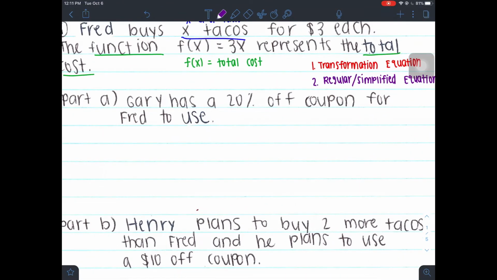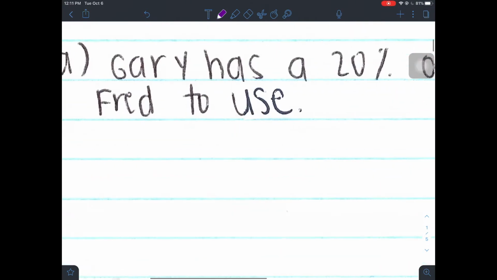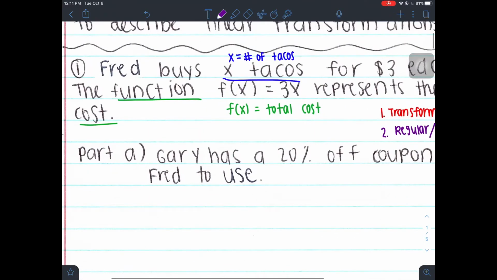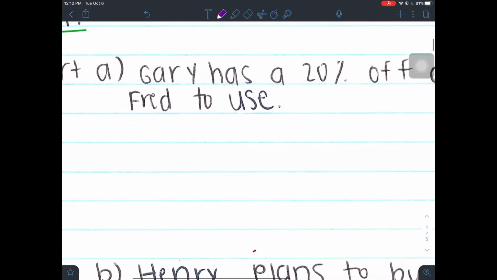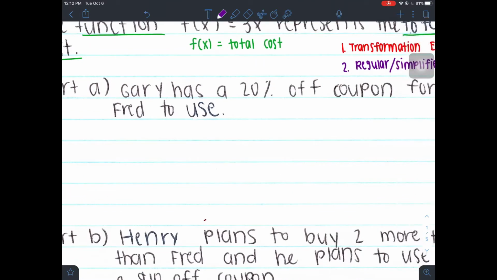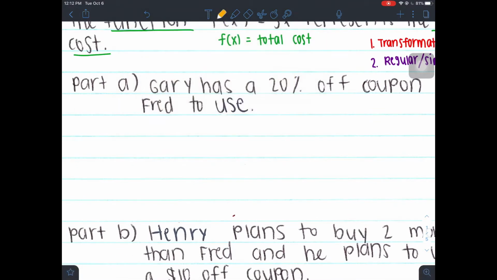All right, now, in each of these problems, we have different people. And because we have Gary in the first problem, I'm going to call him g of x. So Fred is f of x, and that's pretty easy because Fred starts with the f, so we're going to use him as f of x. But with Gary, because he is a different person and we're going to apply a transformation, we're going to use g of x for Gary. So Gary is going to be g of x for me.